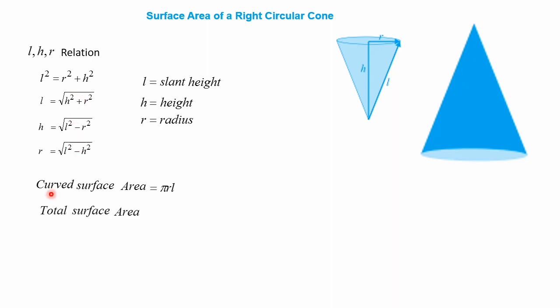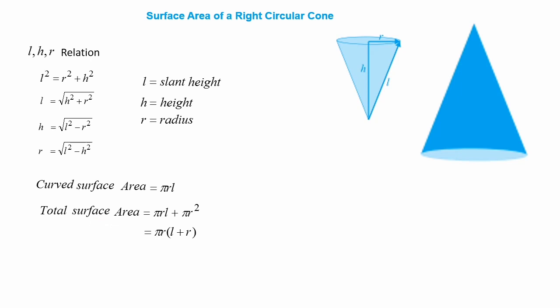Next one is curved surface area of cone. The formula is pi RL, where R is the radius and L is the slant height. And the total surface area means pi RL plus pi R square. As I mentioned before, there is a curved surface, whose area we have already learned, that is pi RL. And there is a base that is circular in shape. Circle area is pi R square. So pi RL plus pi R square is the total surface area.